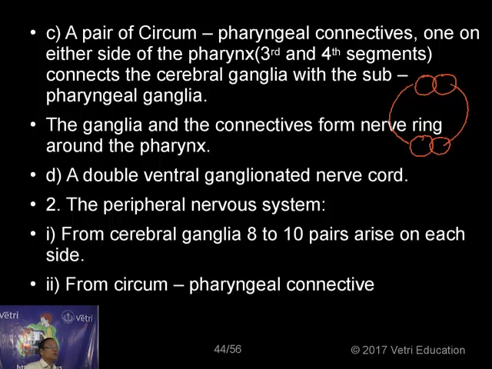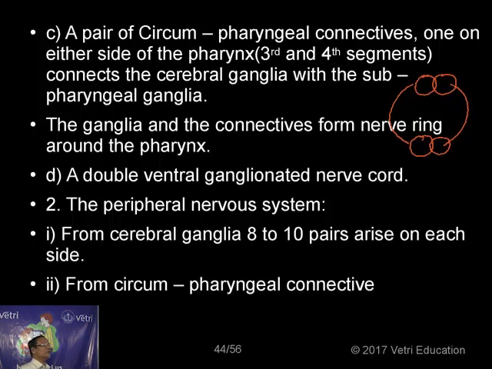Now the fourth one, a double ventral nerve cord, is present all along the entire length of the animal, and in each segment there is a segmental ganglion. From each ganglionic mass in each segment, three pairs of nerves arise. So that is about the central nervous system: one, suprapharyngeal ganglia; two, subpharyngeal ganglia; three, circumpharyngeal connective.